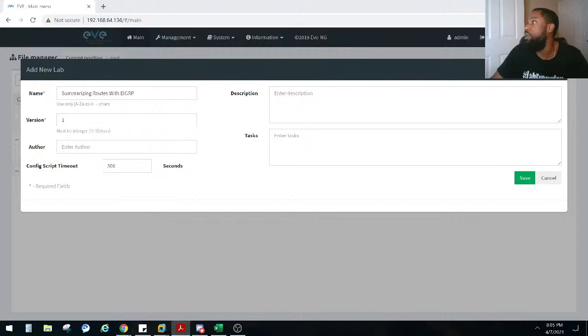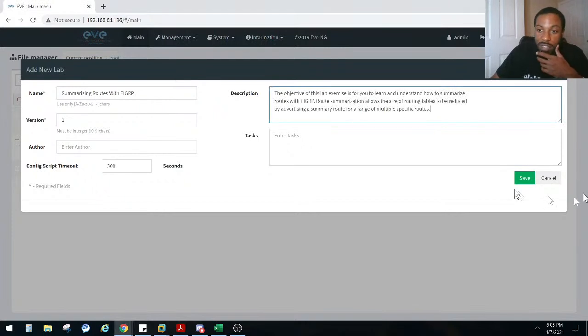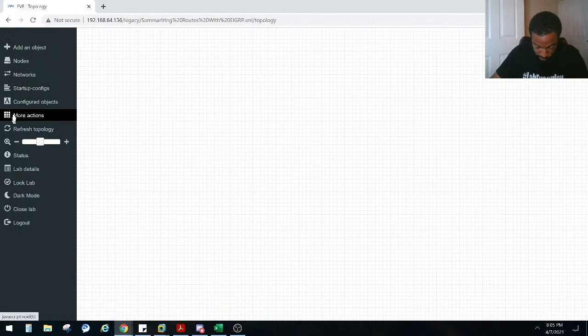Summarizing routes with EIGRP. I'm just gonna put the little objective in the description right there, right? I'm not gonna enter the tasks there, because then that would be sort of copyright infringement on Mr. Paul Browning, the author of this book here.